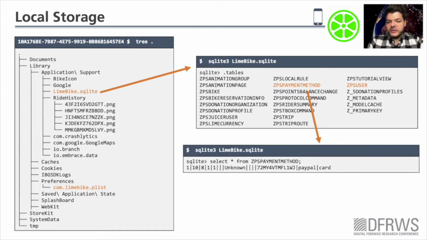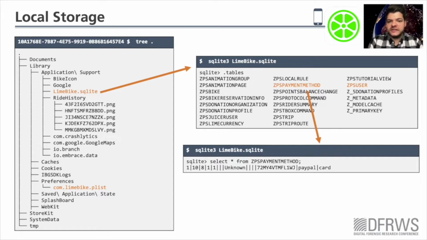And in payment method, we can find one entry for PayPal. There's not a lot of information here. It just says PayPal, but during our tests, we have found out that even deleted methods in some cases stayed inside of the database, even if they disappeared within the app.